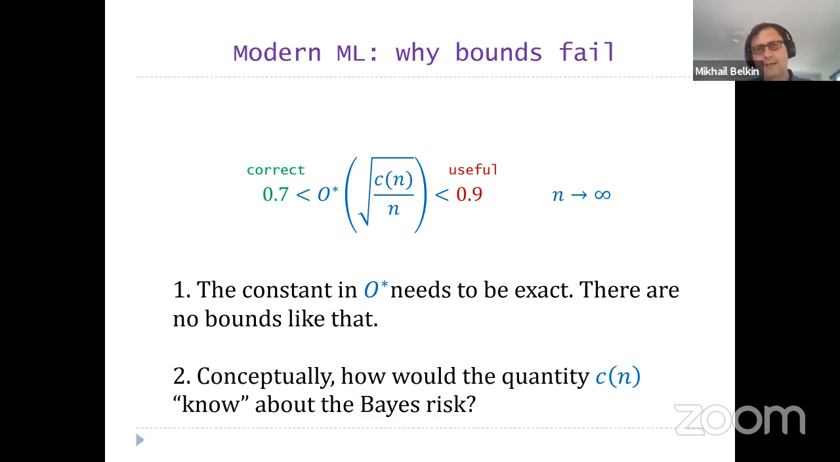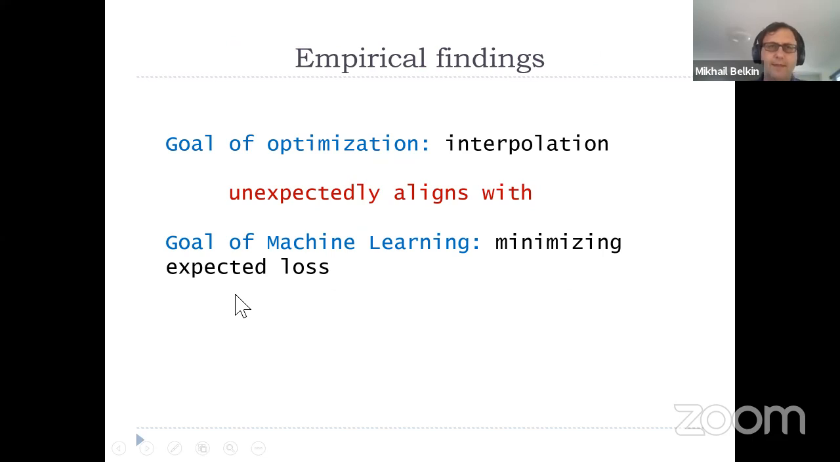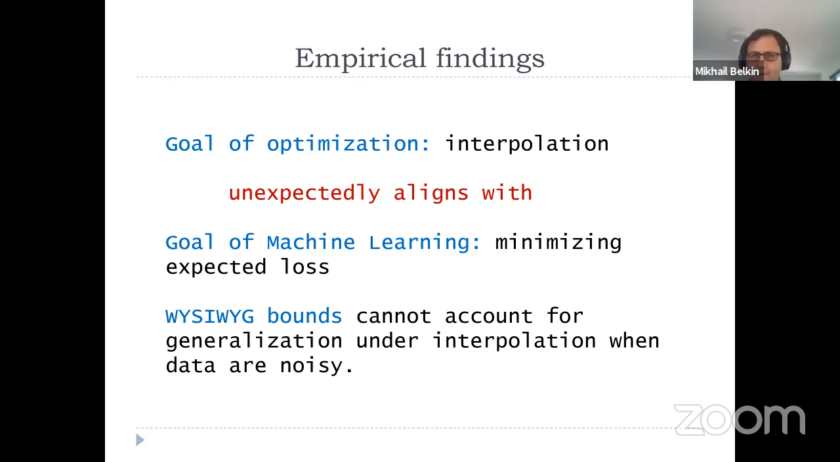And classically, this is handled by the fact that you have empirical loss. Empirical loss has the knowledge about the Bayes risk, but in this case, we don't have empirical loss. So that's kind of what you can say, is that first, there are two things. First, the empirical finding is the goal of optimization. Interpolation unexpectedly aligns with the goal of machine learning, minimizing the loss. And this is unexpected because fitting noisy data exactly seems like a wrong thing from a statistical intuition, but yet it seems just fine. Even very noisy data, like with 70% noise. And clearly the bounds that we have cannot account for generalization of interpolation when data are noisy.